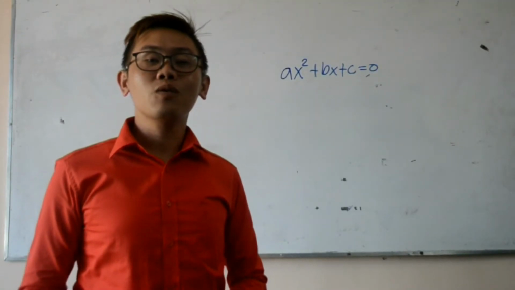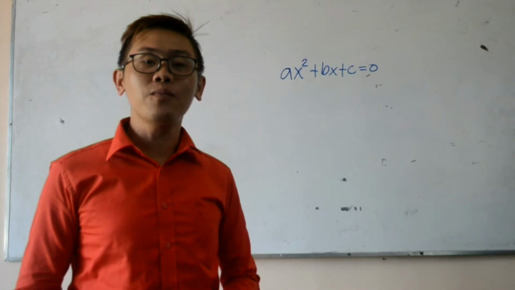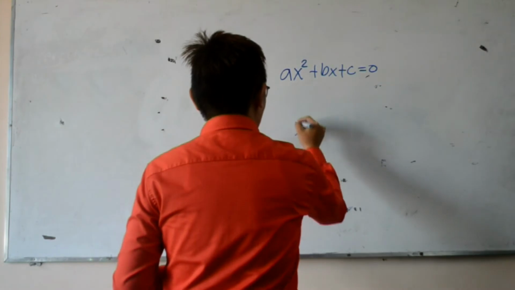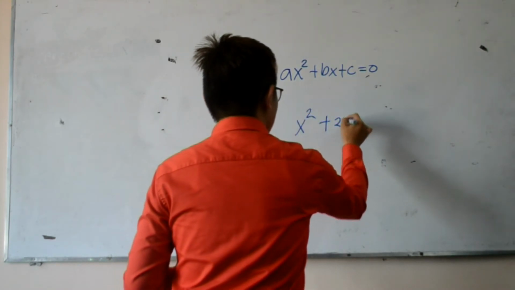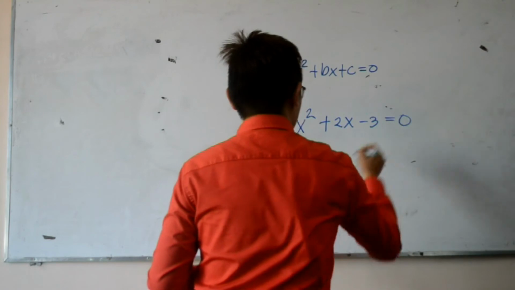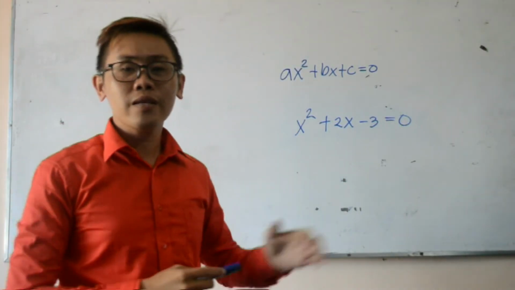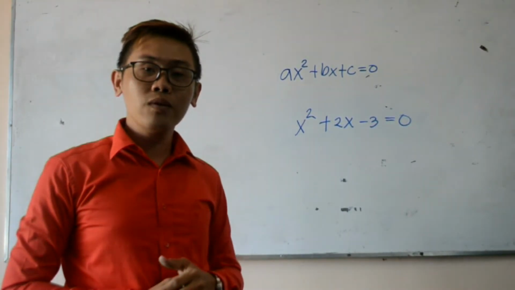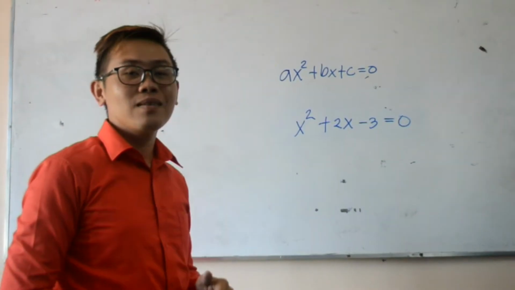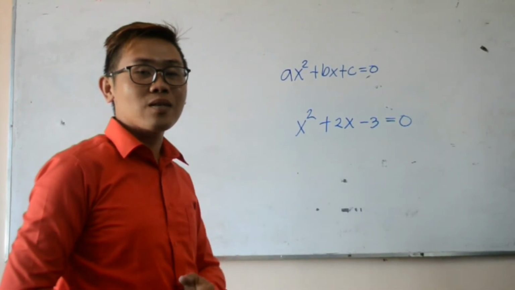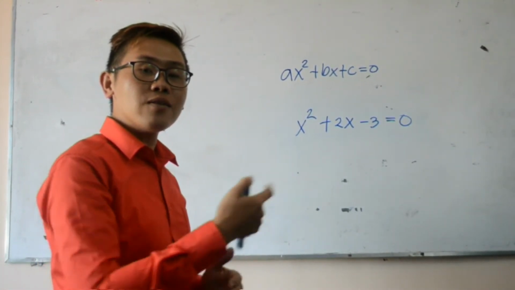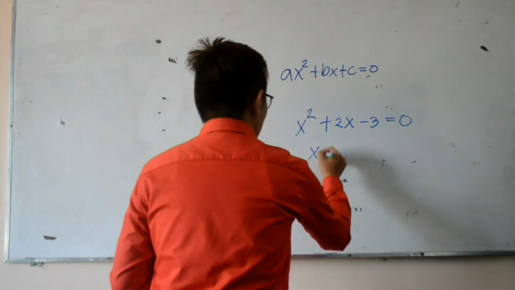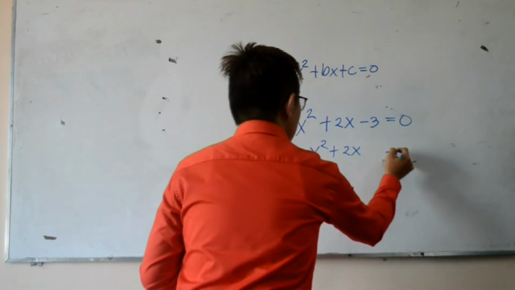Now, let's have solving quadratic equations using the completing the square method. Consider the quadratic equation x squared plus 2x minus 3 is equal to 0. We will be solving this kind of quadratic equation using the completing the square method. What we are going to do is just follow the methods. To solve this quadratic equation, first we need to transfer to the other side the negative 3 by adding 3. So we have x squared plus 2x is equal to 3.